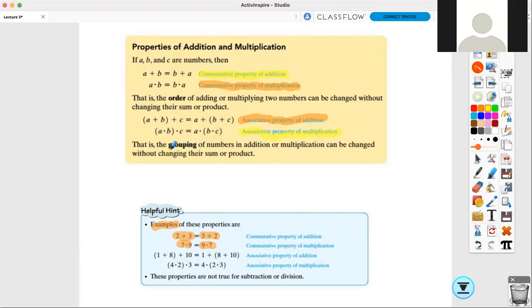So that's pretty much saying that the grouping of the numbers in addition can be changed without changing the final answer. So look at this example here. 1 plus 8. 1 plus 8 is 9. 9 plus 10 is 19. Right? That's what we got on the left side here in the example. On the right side, we add 8 plus 10, which is 18. And then we add 1, which also gives us 19. So do you see how the order of the grouping doesn't really matter when there's more than 2 numbers? We'll still get the same thing.